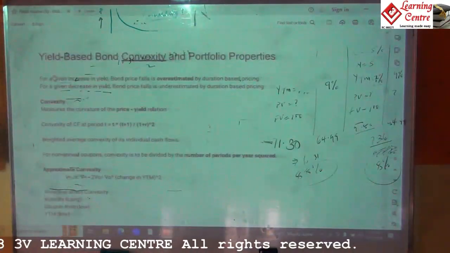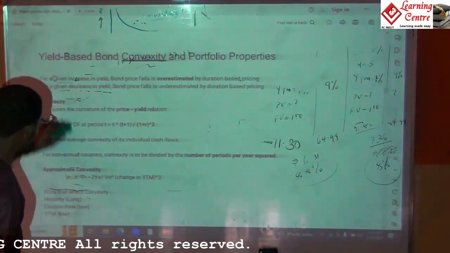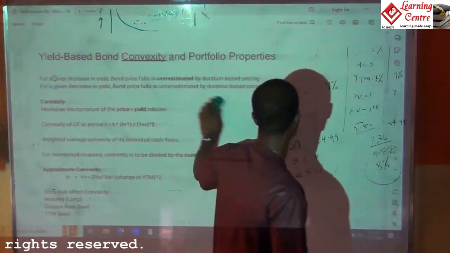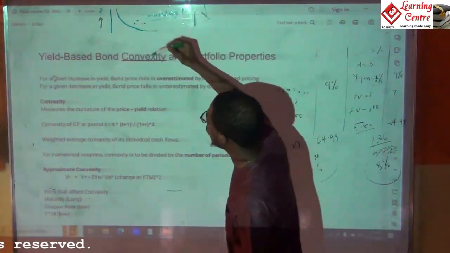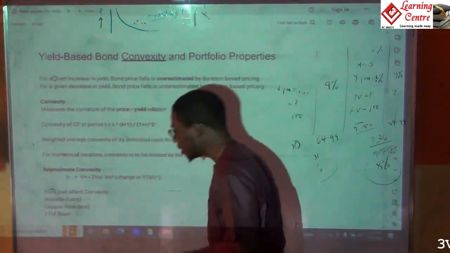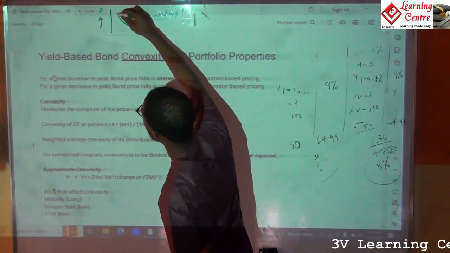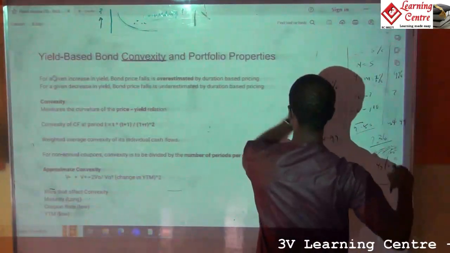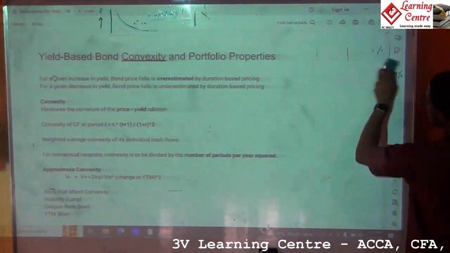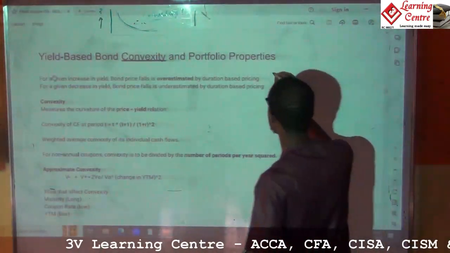Okay. Now we are going to be considering convexity. The price-yield relationship is convexity. That's what we mean by convexity. Now we draw it bigger so you can see it. So let us draw this in.